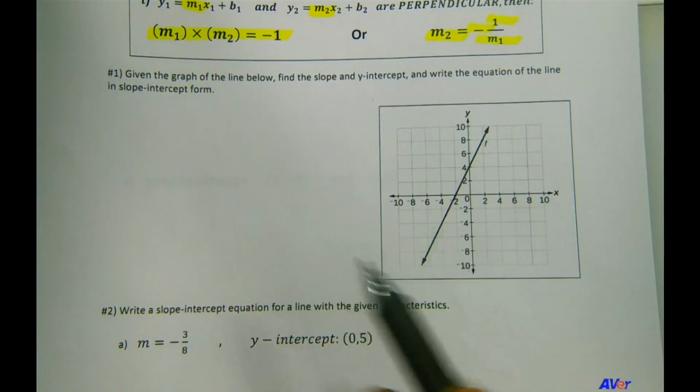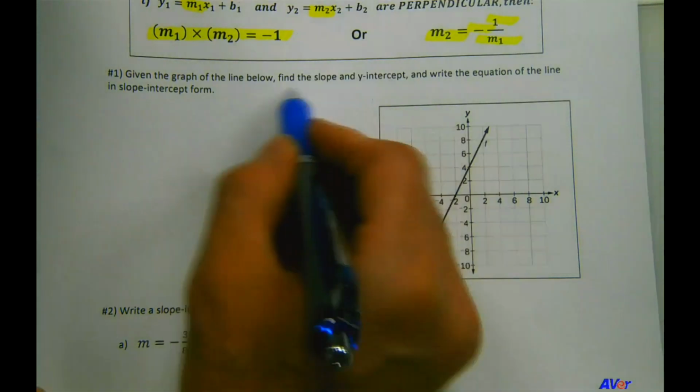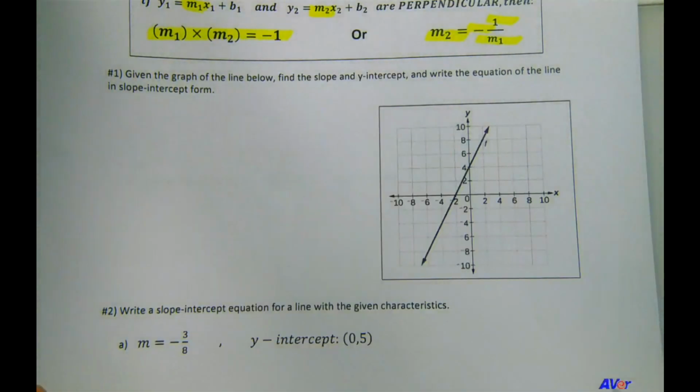Okay, so all we need to answer this question about slope and y-intercept is basically we need to find the equation of this line, right? So how do we find the equation of this line? Well, we're going to need the slope and y-intercept, exactly what they're asking us to find. But how do we find the slope and y-intercept? We just have a graph.